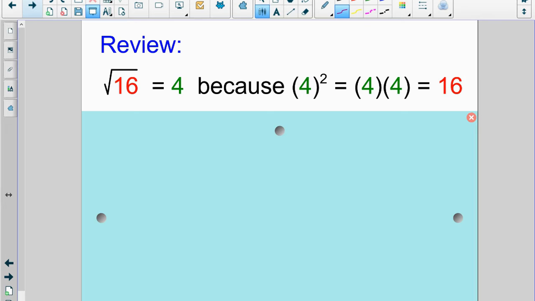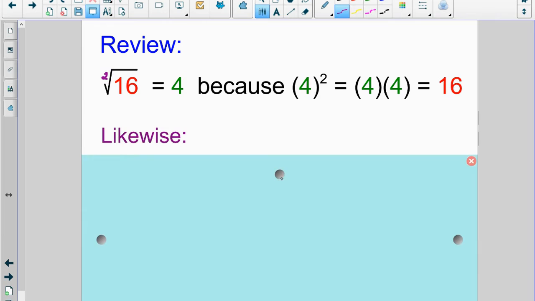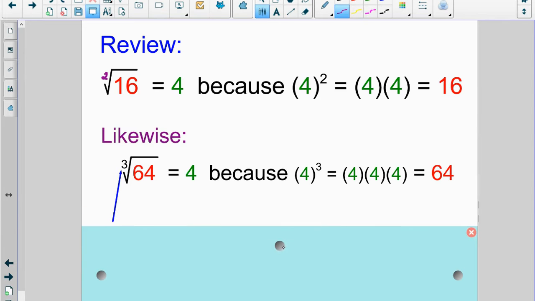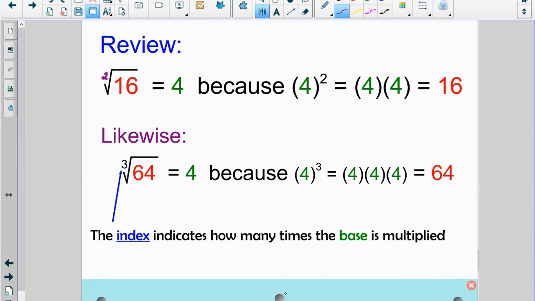Kind of goes along with what we know about square roots. It's just that with square roots, we have this imaginary index of 2. The square root of 16 is 4 because 4 times 4 is 16. The cube root of 64 is 4 because 4 times 4 times 4 equals 64. So when we're dealing with cube roots, we kind of have to throw out the window what we know about perfect squares and extend that to perfect cubes.